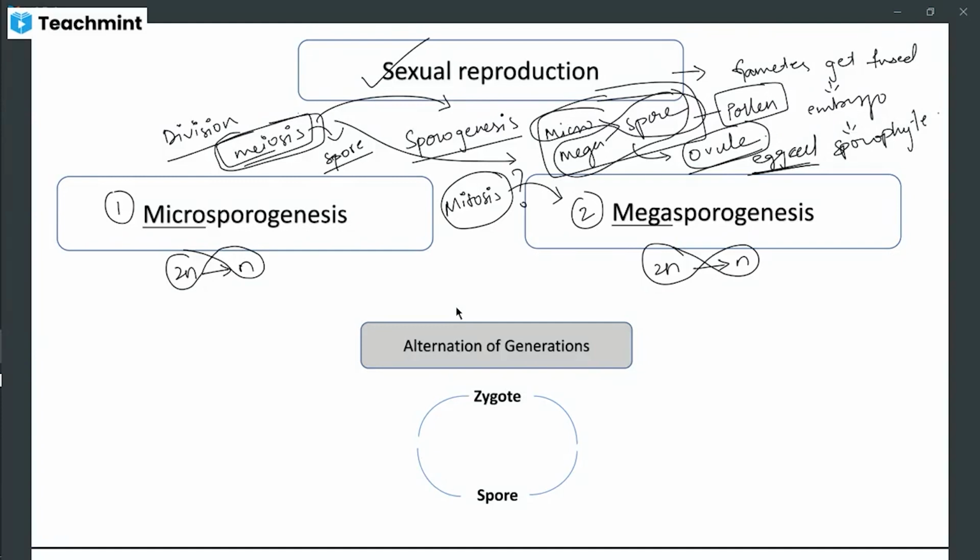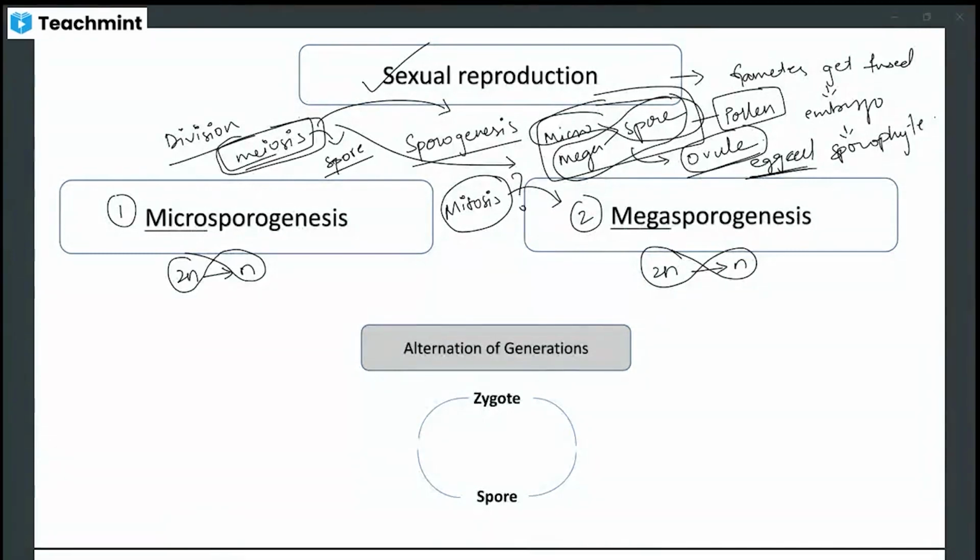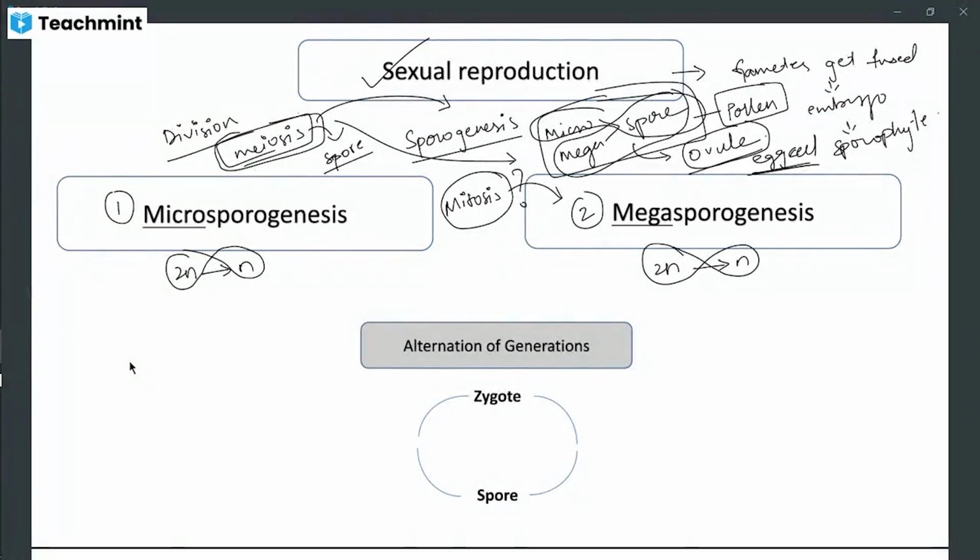We will see how microsporogenesis goes on, okay? So before directly jumping into microsporogenesis and megasporogenesis, do you know what you mean by alternation of generations? Any idea? Anyone? Come on, you can unmute and speak to me or you can write in the chat box. A plant having both haploid and diploid phase in the same generation, I think. Okay, you are right, but what do you call that haploid stage and what do you call that diploid stage? I don't know.